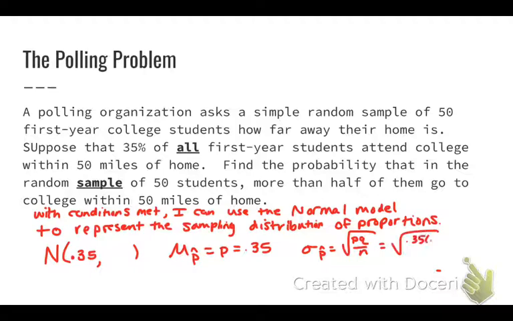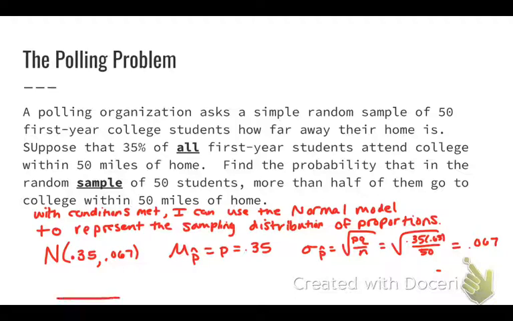0.35 times 0.65 divided by 50. And square root it. Gets me about 0.067-ish. So 0.067. Okay. So I got my conditions checked. So now I'm claiming what model I'm going to use, which in this case is the normal model. Make sure you specify what your mean and your standard deviation is. Show your work for the formula of your mean and your standard deviation.